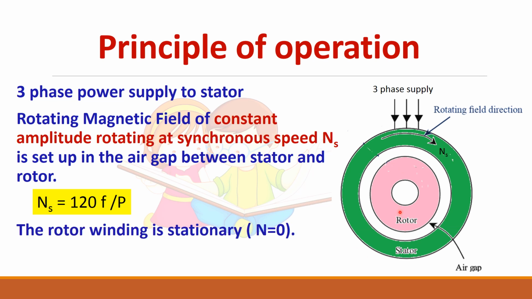Now the rotor is stationary, so the motor speed is N equal to 0. In an induction motor the synchronous speed is different, the rotor speed is different. Never will the rotor speed be equal to synchronous speed. The rotor speed is called the motor speed. Synchronous speed is decided by the manufacturer itself. So when the machine is not rotating, the rotor speed or the motor speed N is equal to 0.